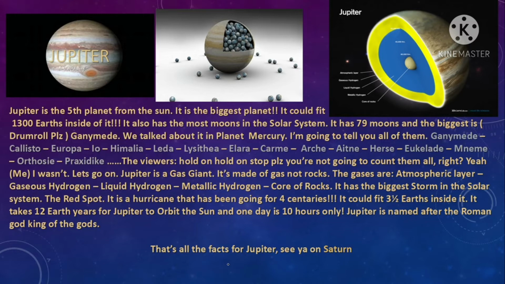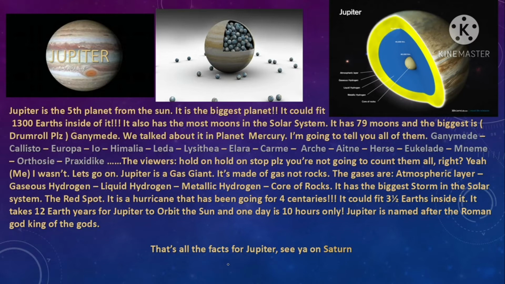Jupiter is a gas giant. It's made of gas, not rocks, okay? The layers are an atmospheric layer, gaseous hydrogen, liquid hydrogen, metallic hydrogen, and a core of rocks. It has the biggest storm in the solar system, the Great Red Spot. It's a hurricane that has been going for 4 centuries. That means 400 years. It could fit 3.5 Earths inside it. It takes 12 Earth years for Jupiter to orbit the Sun, and one day is 10 hours only.